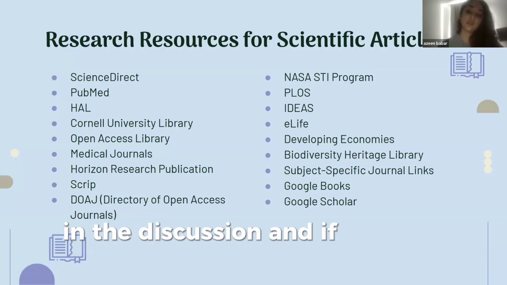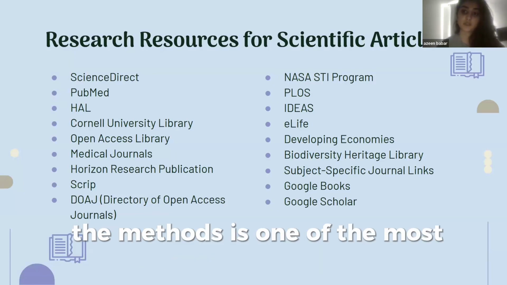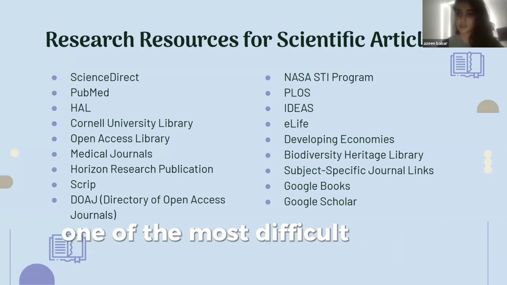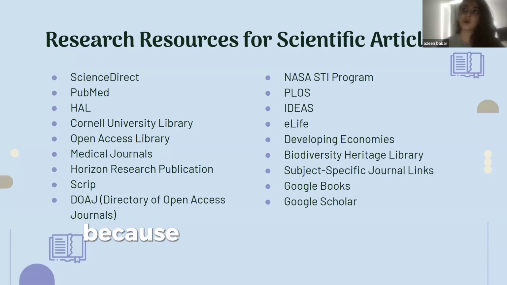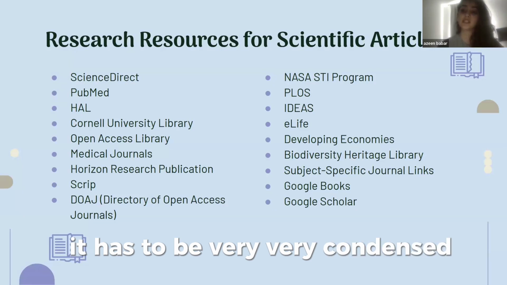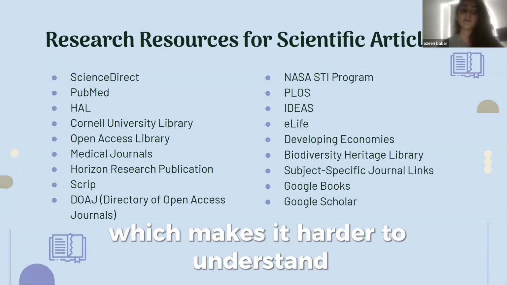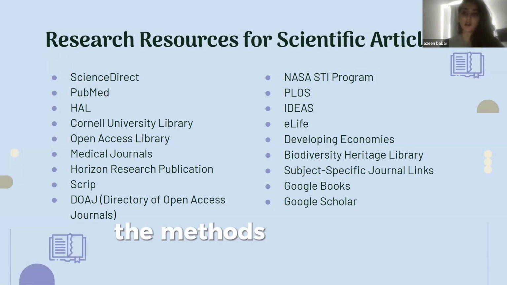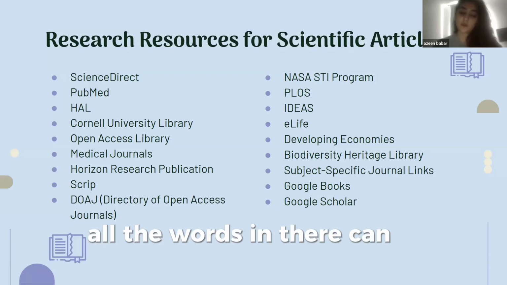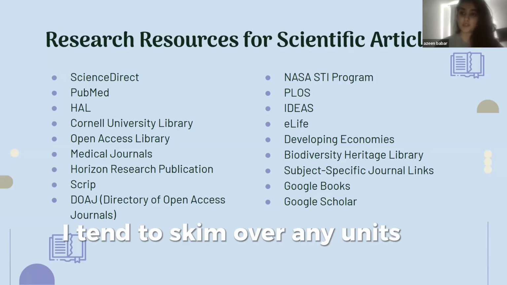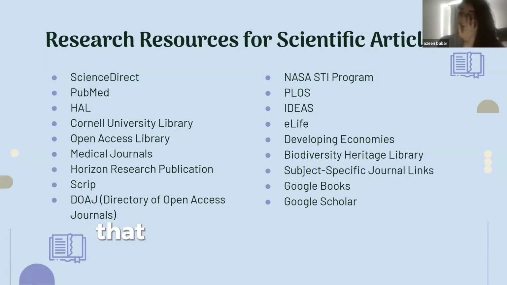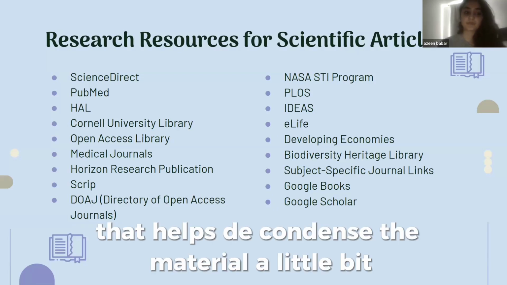And if you need to, read the methods. It is one of the most difficult sections to understand, and in my experience, one of the most difficult sections to write about, because most journals have a specific word count for the methods section. It has to be very, very condensed, which makes it harder to understand. The methods are easy to understand if you look up words, and all the words in there can be overwhelming, so I tend to skim over any units and anything in brackets until my second time reading them. That helps decondense the material a little bit.